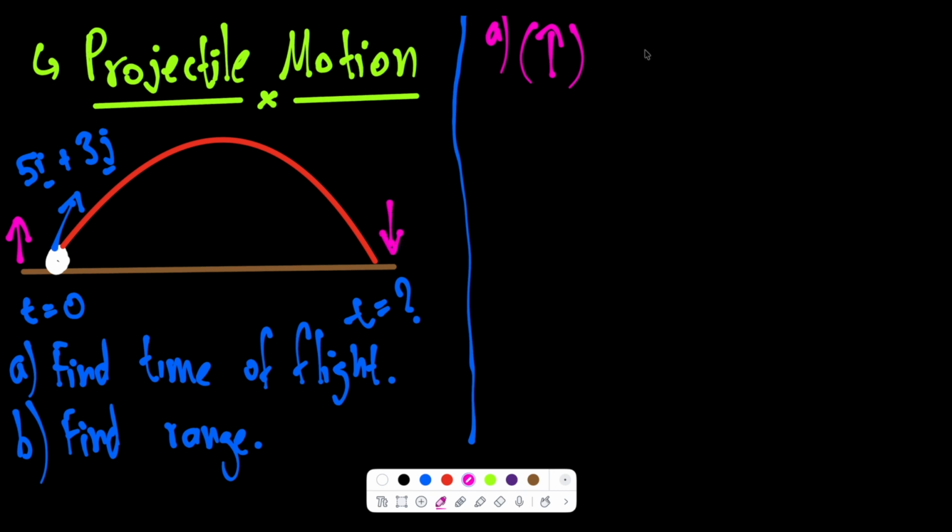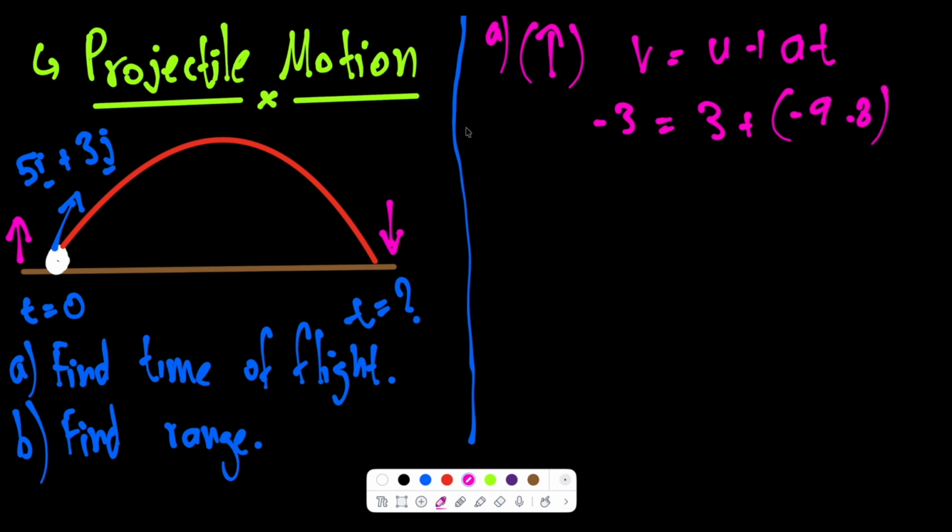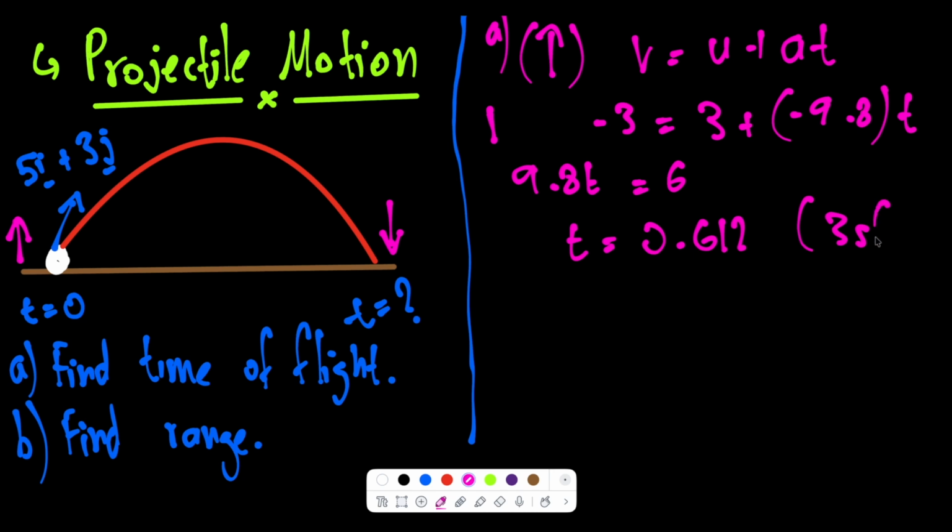A SUVAT equation we could apply is v equals u plus at. The final speed, with respect to the upward direction, will be minus 3, and the initial speed will be 3. The acceleration is going to be 9.8 in magnitude, but considering upwards we must take it as minus 9.8 because weight acts downwards. So now we can solve for t. 9.8 t equals 6, so t equals 0.612 to 3 significant figures.